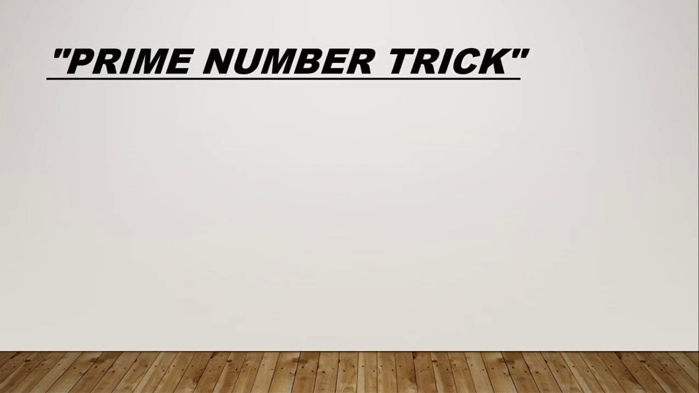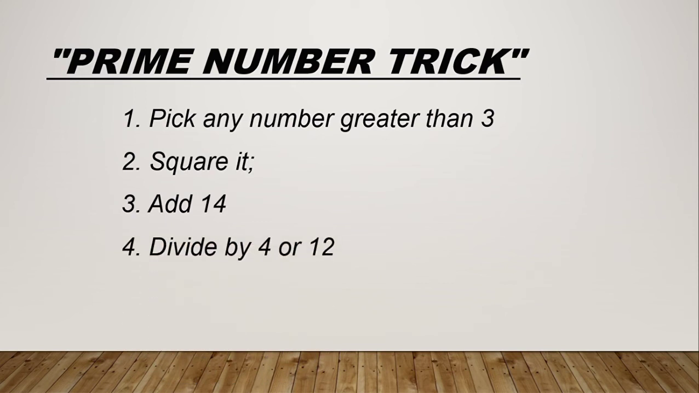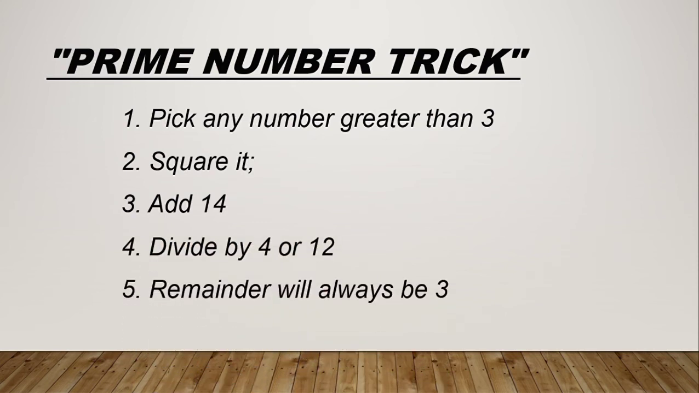Okay, let's proceed to the prime number trick. I'm going to give you this trick I found on the internet. Here are the steps for this trick. Pick any prime number that is greater than 3, and then square it. Then add 14 to the answer, and next divide by 4 or 12. The remainder will always be 3.